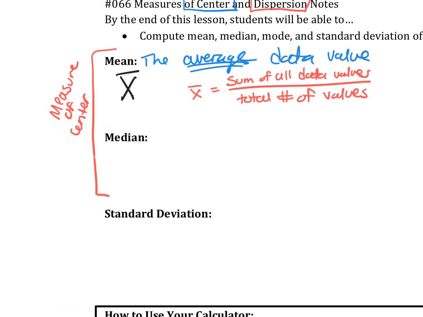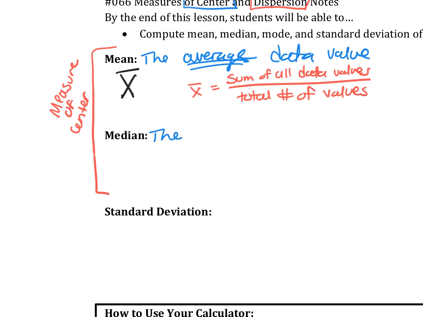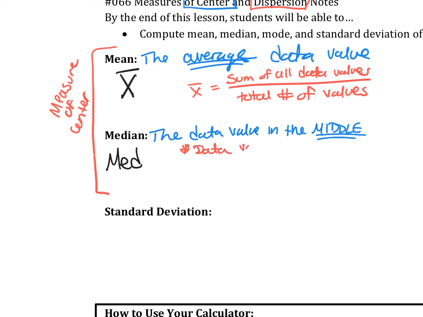Then we also have the median. This is the data value that's in the middle. And again, your calculator will do this for you. There's no real specific symbol for median, but your calculator calls it MED, so just so you can find it. A couple things about the median. First is that the data has to be in order. Your values must be in increasing order in order to find it. But again, your calculator is going to do it, but if you're ever doing it by hand, data values must be in order.